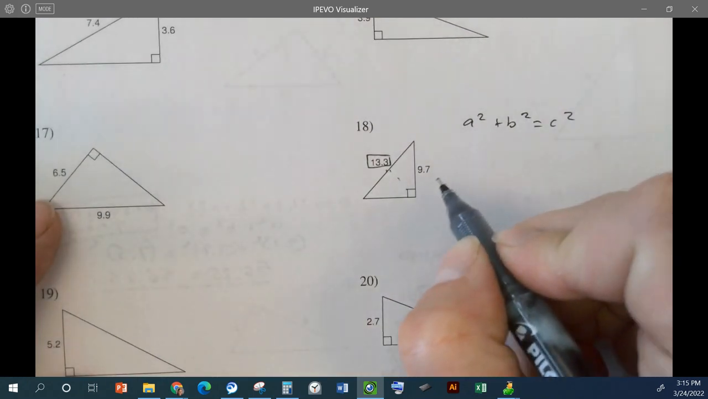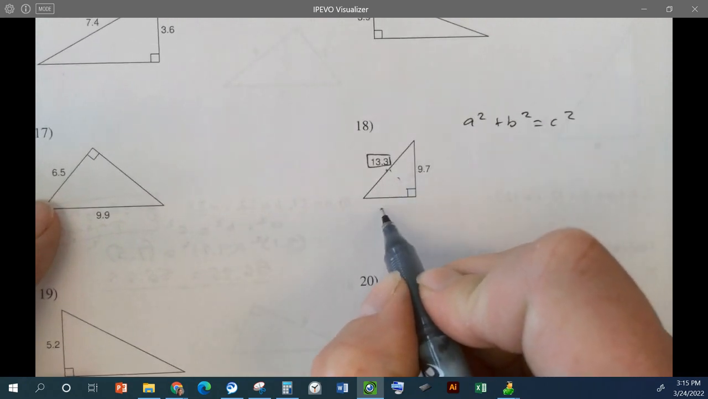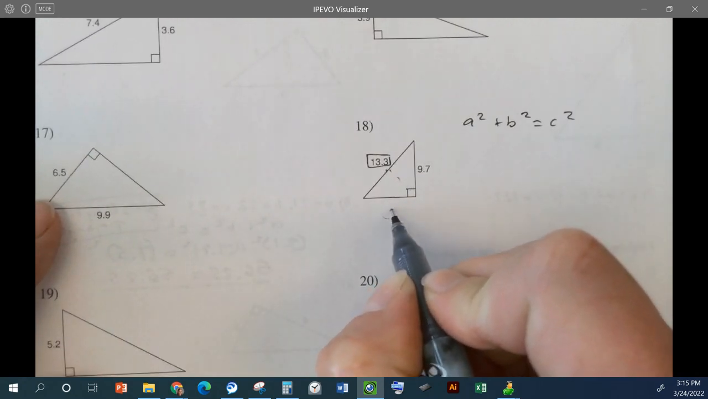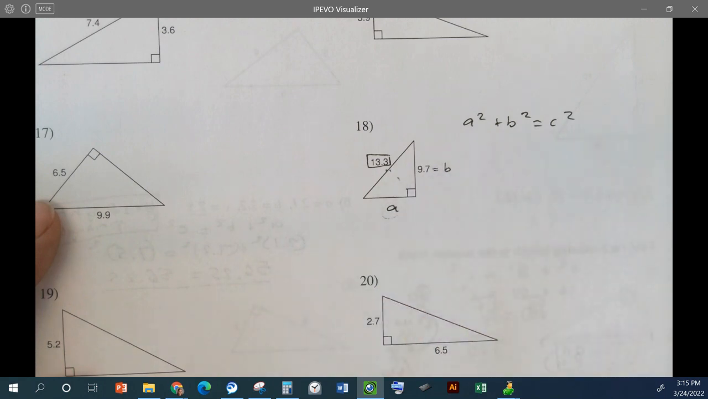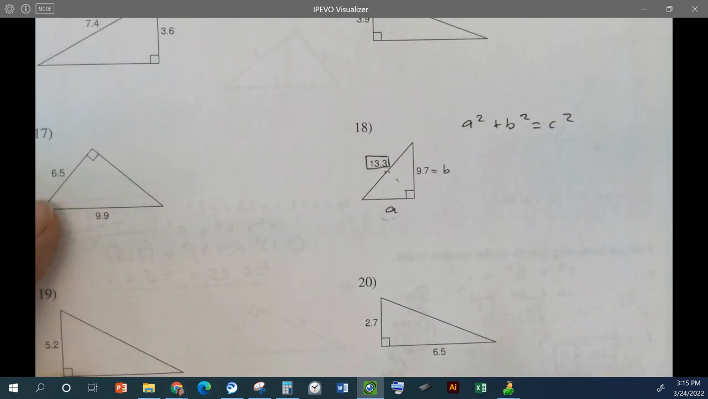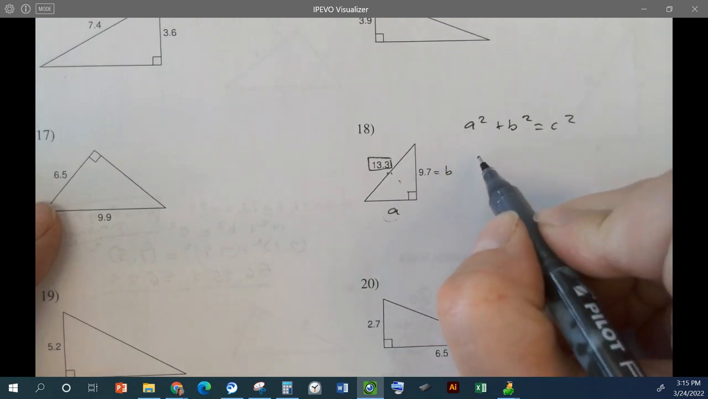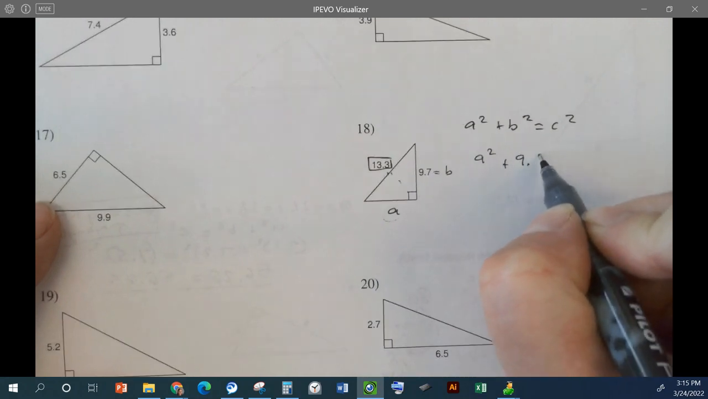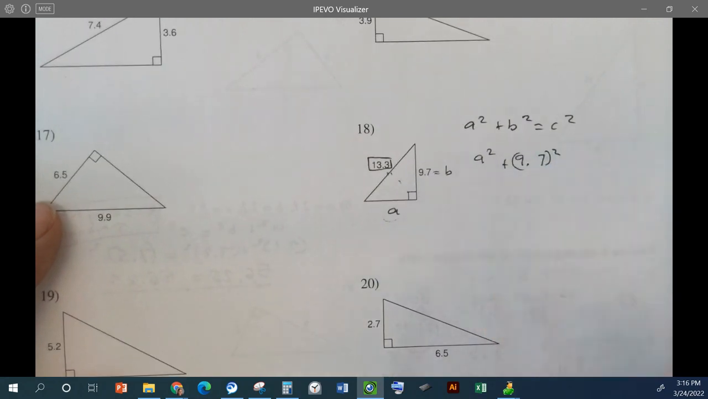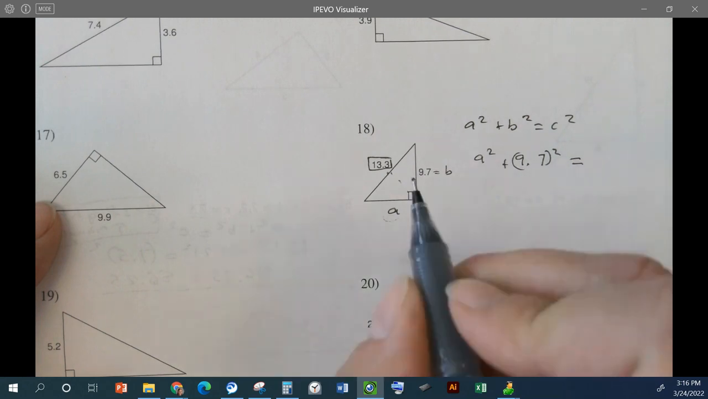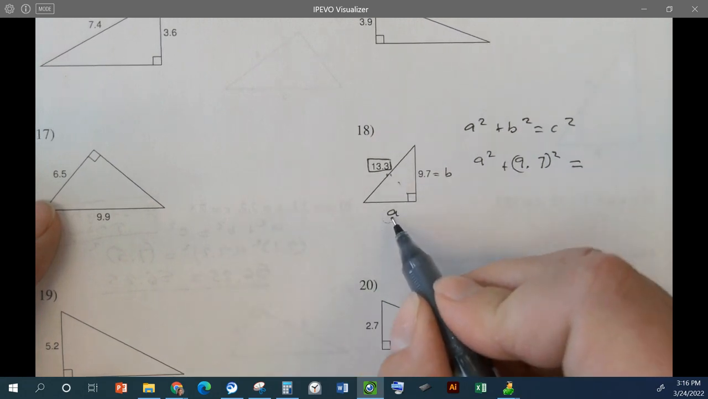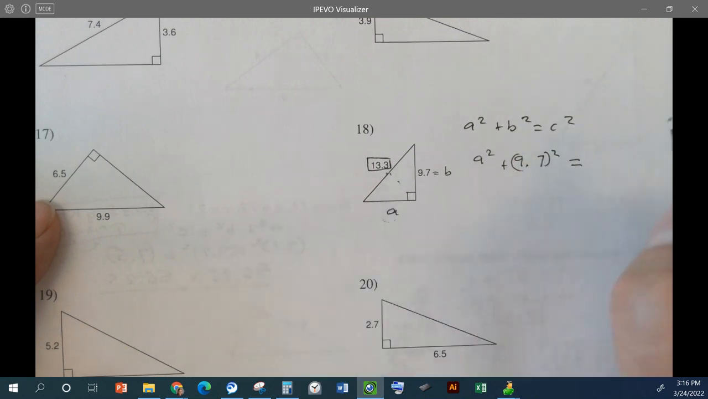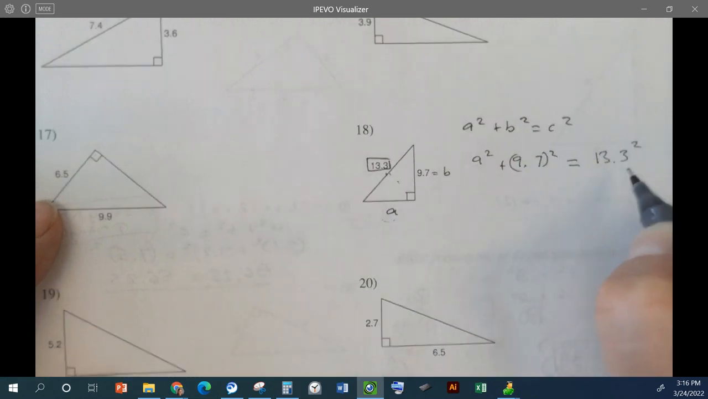Yep, so it doesn't matter what this is. Do you want to call this one A or B? Okay, so let's call this one A, we'll call this one B. The short sides, it doesn't matter. C matters. You have to make sure the long side is C. So we have A squared. We don't know A squared. We have B squared, 9.7. Whatever's comfortable, it doesn't matter too much. It's either A or B. So A is fine. So 13.3 squared goes over here.